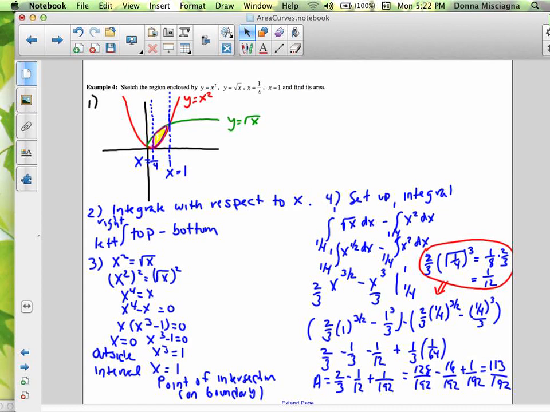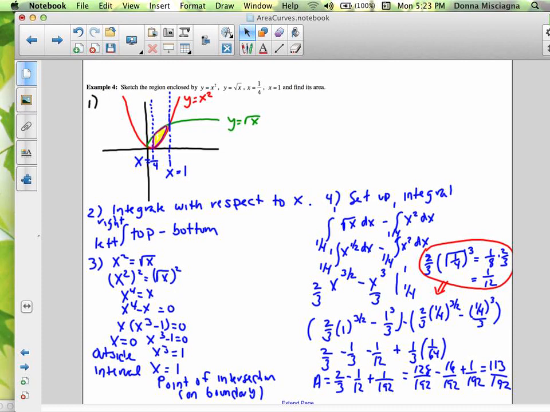So a simple integration. I just changed it to x to the 1/2 dx. And then when we integrate, that becomes 2/3 x to the 3/2 minus x cubed divided by 3. We're evaluating it from 1/4 to 1. So we plug in the 1, then we subtract the 1/4. So we have 2/3 times 1 to the 3/2 minus 1 cubed over 3, minus 2/3 times 1/4 to the 3/2 minus 1/4 cubed divided by 3. So now we're going to simplify that out. That becomes 2/3 minus 1/3, pretty simple there.